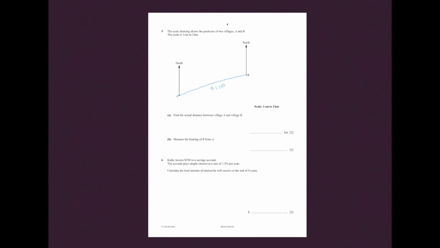So the first thing is you make a line from A to B and measure that, and that's 9.1. And then the scale is given, 1 centimeter is 2 kilometers. So 9.1 will be how much? X. Cross multiply and you'll get the answer for X. That's what? 18.2.